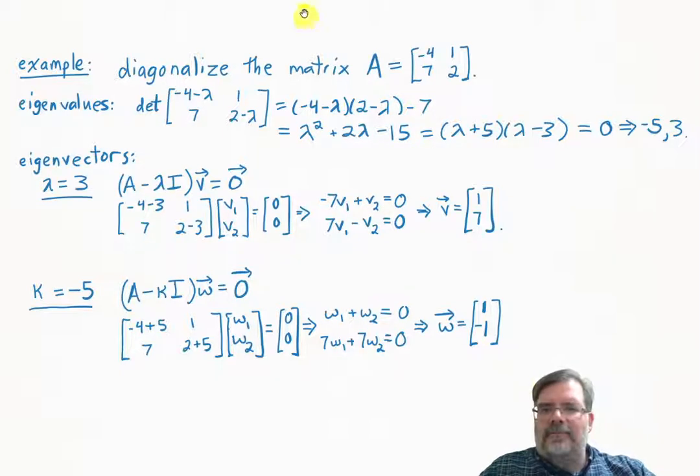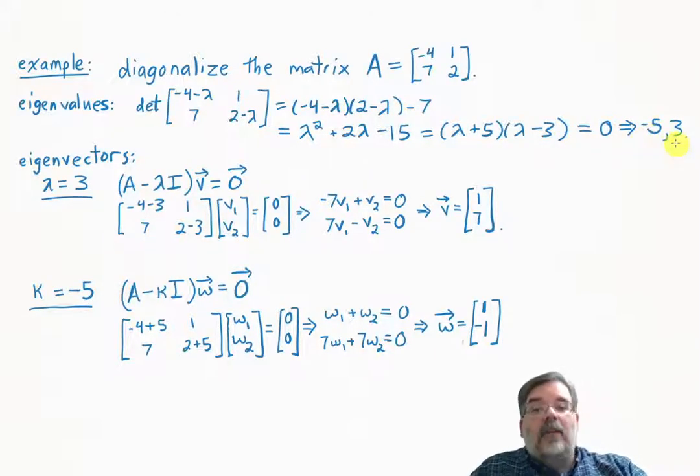We should do one more example. So let's try this one. Let's say we want to diagonalize the matrix A, which is -4, 1, 7, and 2. As always, to diagonalize, we'll need to calculate eigenvalues followed by eigenvectors. For eigenvalues, we're calculating the determinant of this matrix, A minus lambda times the identity. So we've subtracted lambda from those diagonal entries. Then to calculate the determinant, it's top left times bottom right minus bottom left times top right. Go ahead and expand this out, collect like terms. As usual, this is going to factor, and we get that our two eigenvalues are -5 and 3.